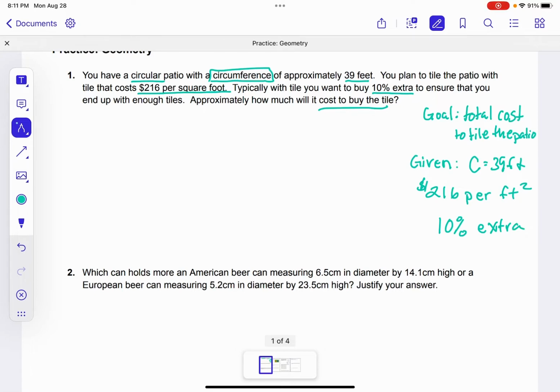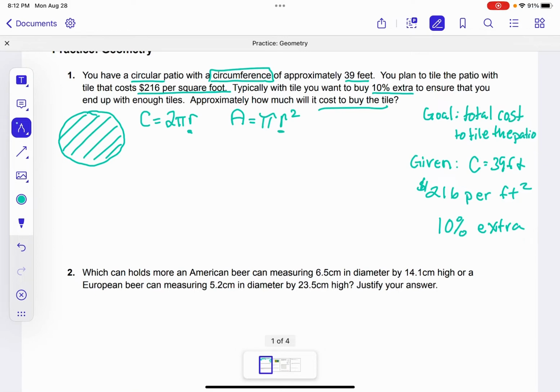All right, so we have a circular patio. So that means we have a circle. And we're given the circumference. So I'm going to just make a note. I know that circumference is equal to either pi times the diameter or 2 pi radius. And I think I'm going to want 2 pi radius because I see I have square feet, and when I'm tiling, I'm covering an entire surface of an object, which would be an area. So I'm probably going to want the area formula, which would be pi r squared, which is then why I want the 2 pi r formula of circumference, because they each have the radius in it. So we know that the circumference is equal to 39 feet.